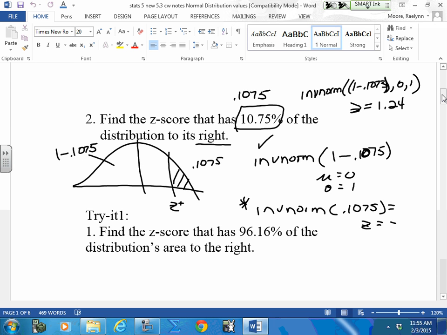Ricky, where's your calculator? Well, go get one. So how are you doing this without? How are you guys doing this without? You're looking it up on your table?